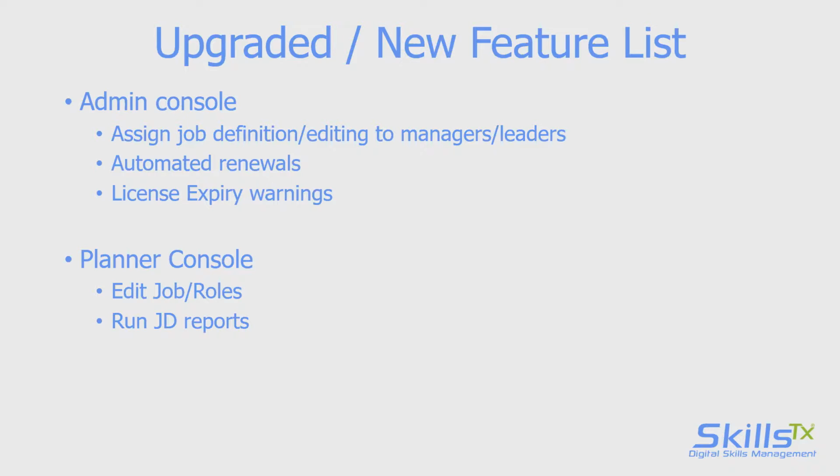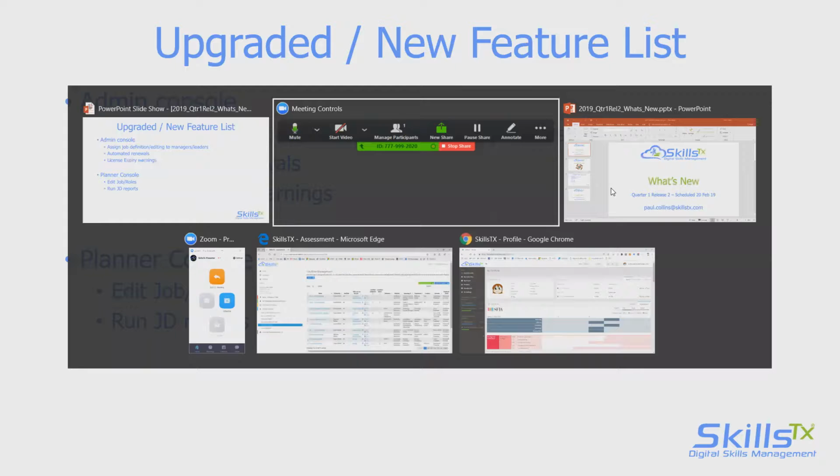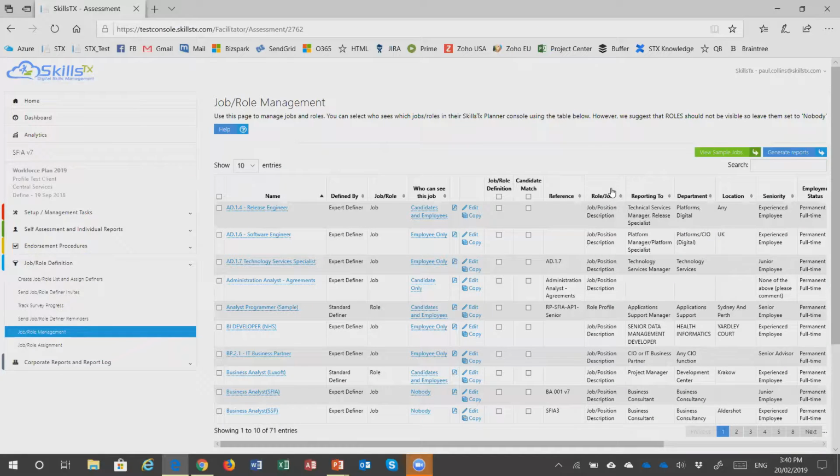And then on the flip side, in the Planner console, we've got a new edit capability there for anyone that's been assigned the responsibility for a job or role. They can edit it and run reports in the Planner console. So it doesn't look like a big long list, but quite a lot of activity going on in the background. So let's dive straight into the admin console, and we'll see how we assign somebody for taking responsibility to edit and define a job.